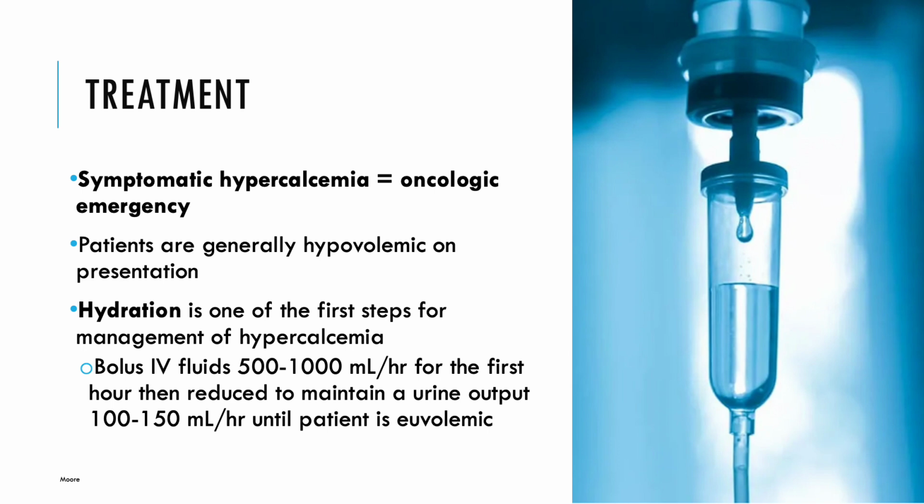But really, the general gist of that is to give some sort of bolus and then maintain a urine output of 100 to 150 milliliters per hour, somewhere around there. Our specific oncology pharmacist training materials that I've referenced list this as a bolus of IV fluids of 500 to 1,000 milliliters per hour for the first hour, then reduce to maintain a urine output of 100 to 150 mL per hour until the patient is euvolemic.